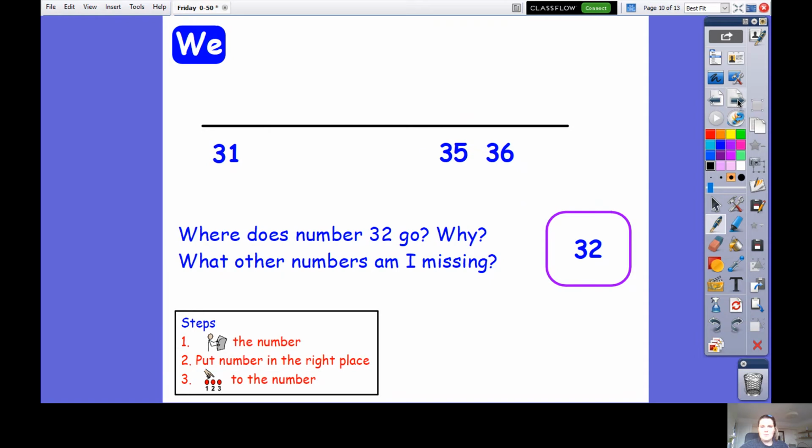Okay. Let's see if we could do this one. What should I do first? Read my number. Okay, read my number for me. What is it? 32. Great. Now what do I do? I put it on the right place. How am I going to know where the right place is? I count until I get to the number. Okay, count from what number? Count from 36, right. 36, 37. Not from 36. What number do I count from?